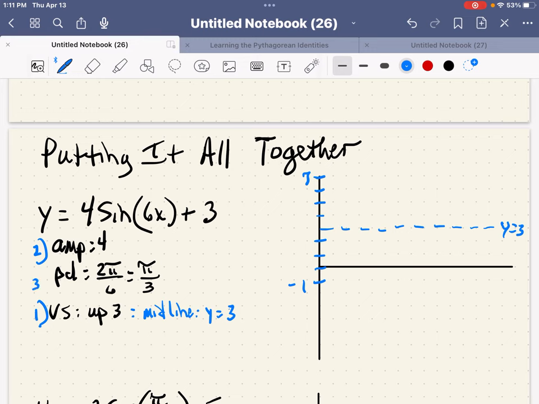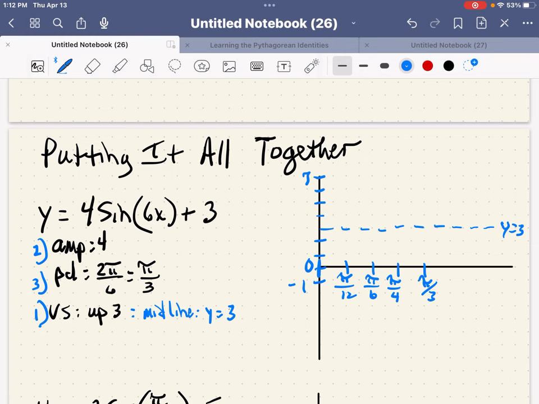Now, lastly, the period is 0 to pi over 3. So 0, tick mark, tick mark, tick mark, and the fourth tick mark will be pi over 3. Wouldn't this be pi over 12, 2 pi over 12, 3 pi over 12, and so on?